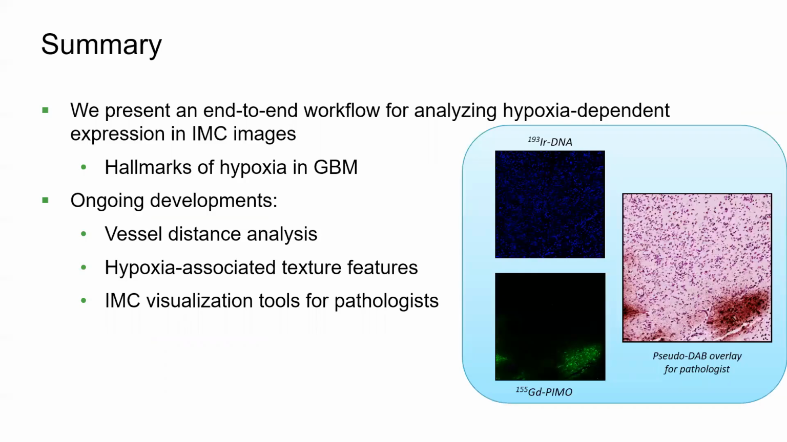So, in a nutshell, we essentially provide an end-to-end workflow for analyzing hypoxia-dependent expression in imaging mass cytometry images. But this is generally robust enough that it doesn't need anything to do with hypoxia or even imaging mass cytometry data. The framework here is simply cell segmentation, cell classification, regional segmentation if needed, and grouping of the data points based on some kind of categorical variable.